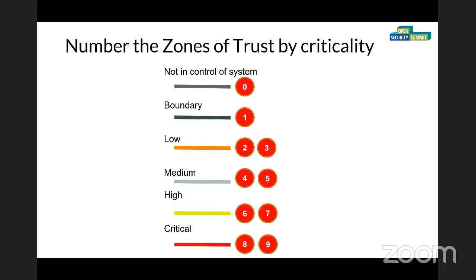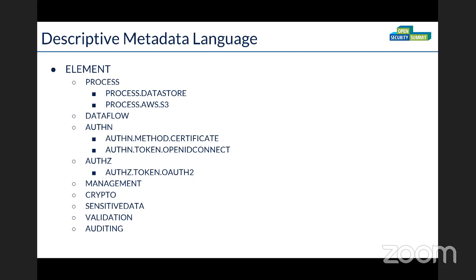So that gives you a rough idea of how you go about putting the zones in. Next, you use a descriptive metadata language. Now I've shown this, this is a rough outline. It's got a lot more elements to it.